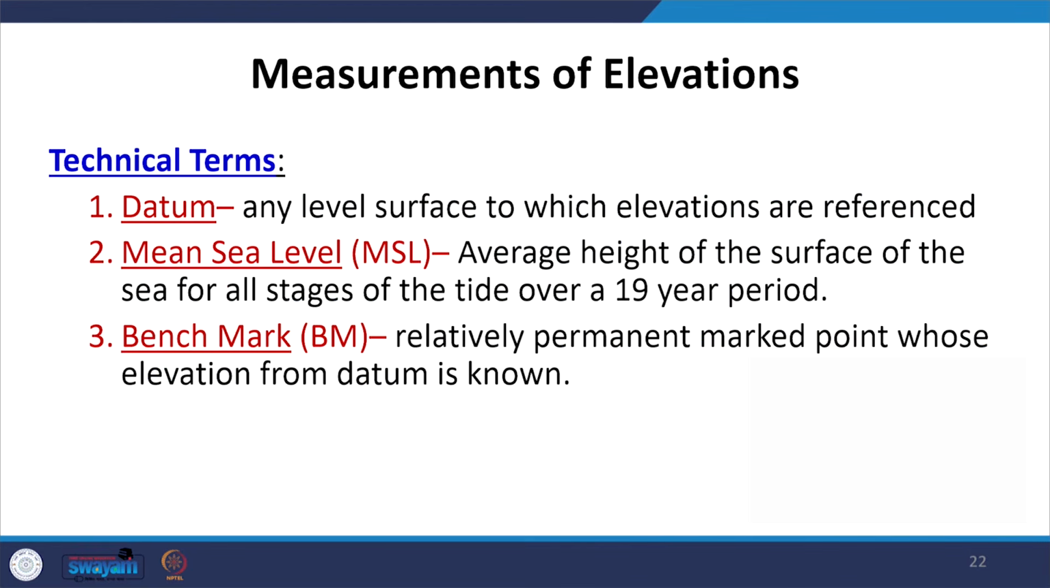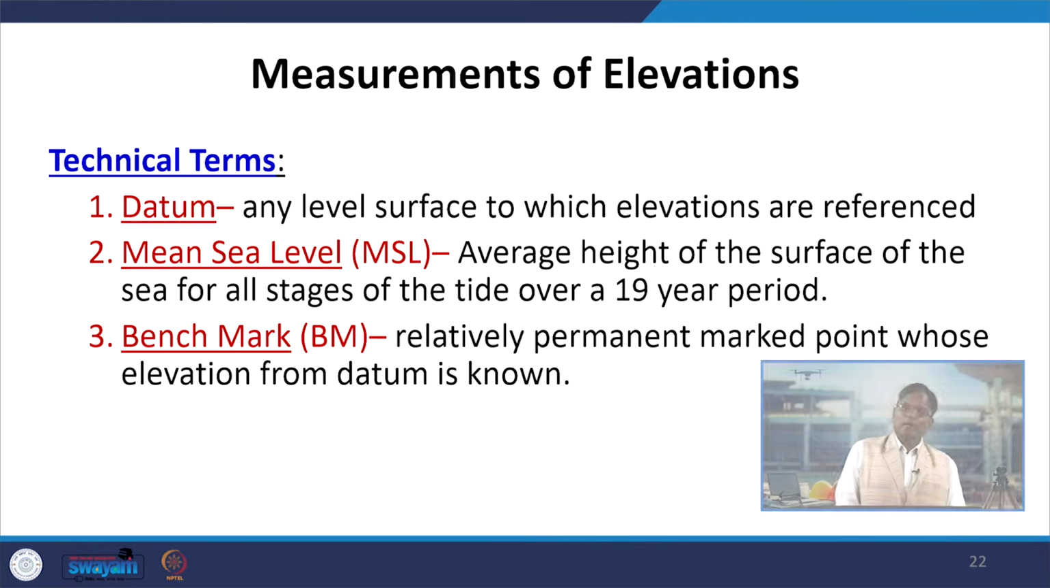So, here we are using several terms, and some of the terms maybe you are aware of. Datum, for example, is any level surface to which we are measuring the elevations. Elevations are referenced with respect to this datum in the vertical direction. Then another term is the mean sea level, which is the average height of the surface of the sea for all these stages of the tide over a 19-year period. This mean sea level is a local datum.